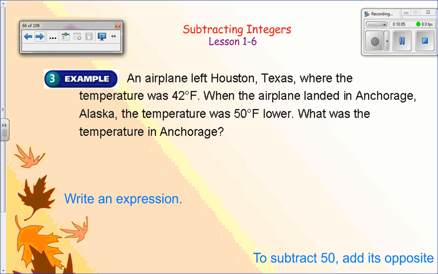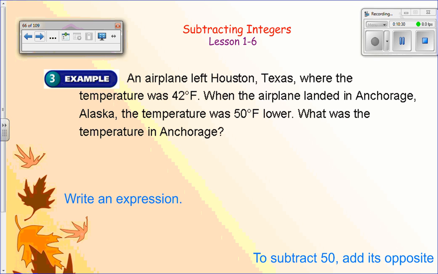And here now we have a word problem of it. An airplane left Houston, Texas, where the temperature was 42 degrees. When the airplane landed in Anchorage, Alaska, the temperature was 50 degrees lower. What was the temperature in Anchorage? Now again, when you come to word problems, this is a prime example of when you'd want to use the rules. Because we're dealing with numbers of 42 and 50.